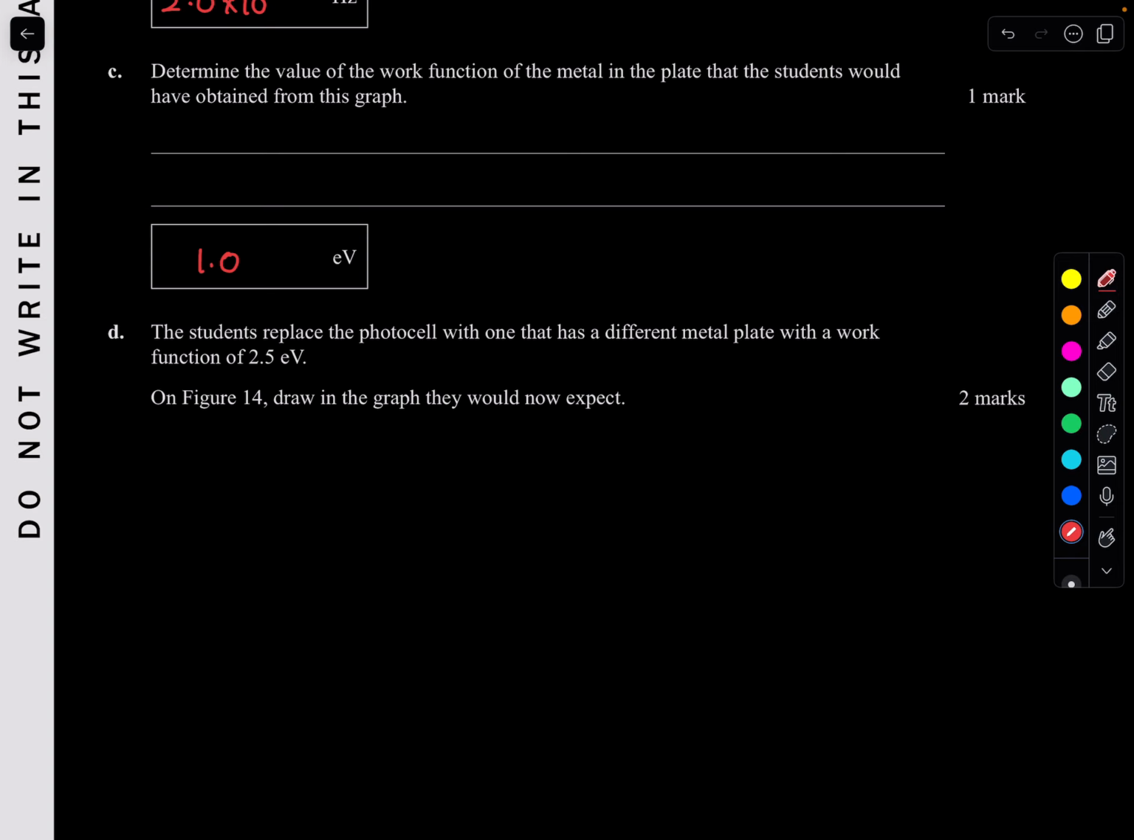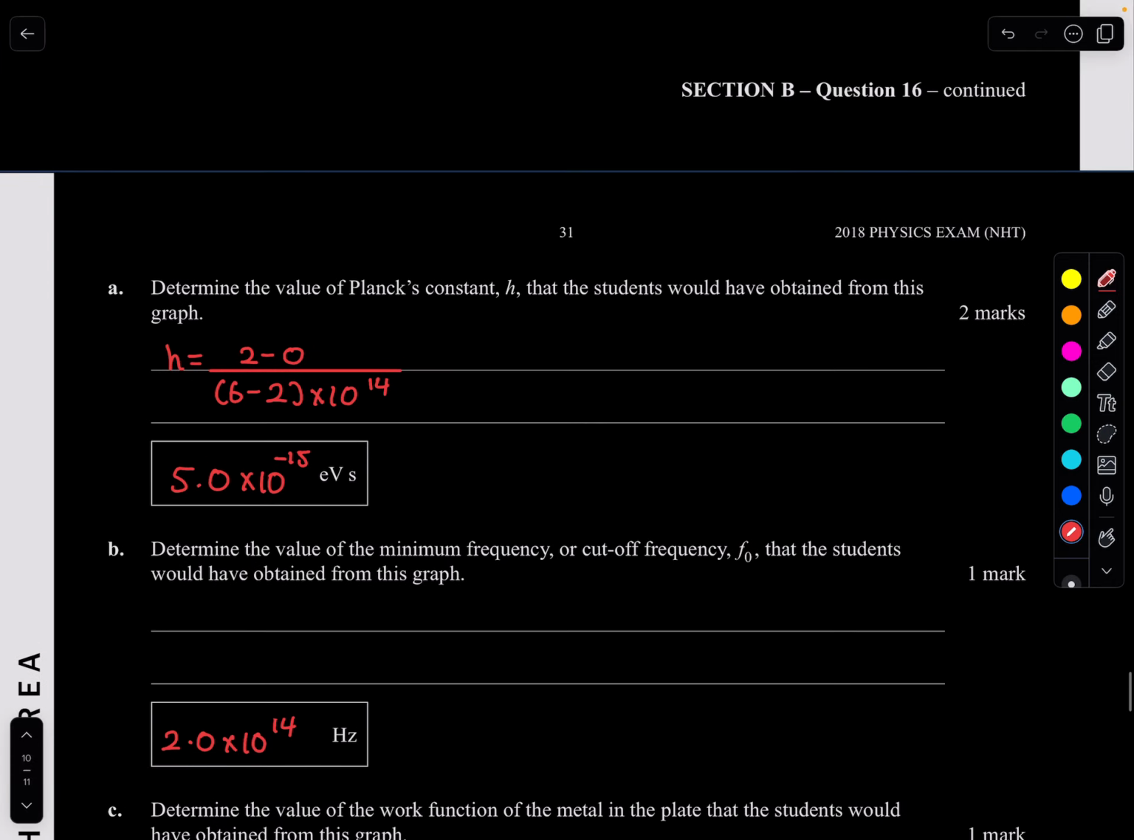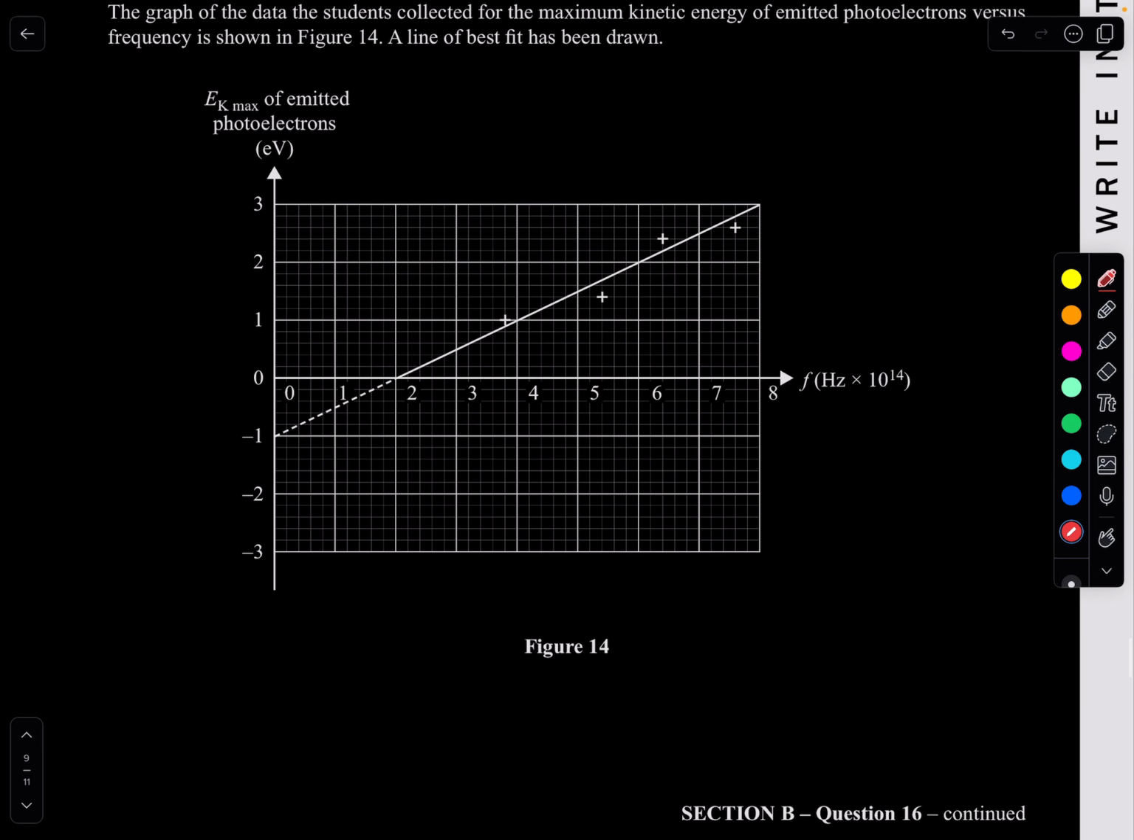Oopsies. 1 electronvolt. D, the student replaced the photocell for one that has a different metal plate with a work function of 2.5. Draw in the graph they would now expect. So if they have a different work function, your Planck's constant is going to be constant. So all that's going to happen is, let me draw this line. I'm going to draw the same line with the same gradient, because it's the same Planck's constant. But I'm going to shift this one down to that negative 2.5, which occurs over here. Done. Easy. That's how the graph would look.